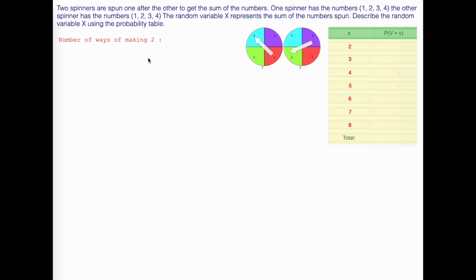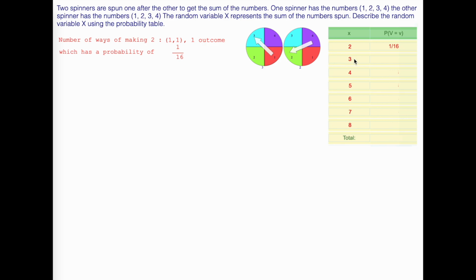Let's look at the number of ways of getting a 2. You can only get a 2 if you spin a 1 and a 1. That's one outcome. So you have a 1 in 4 chance of getting a 1 on this spinner and a 1 in 4 chance of getting a 1 on that spinner. So that's 1/4 times 1/4 is 1/16. Or you can look at it as 4 outcomes on the first spinner, 4 outcomes on the second. Multiply them using the general counting principle. You get 16 outcomes. The probability of getting this one outcome is 1 out of 16.